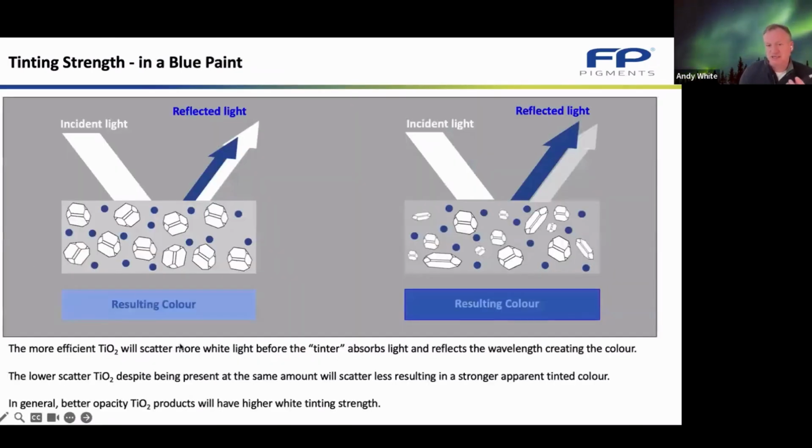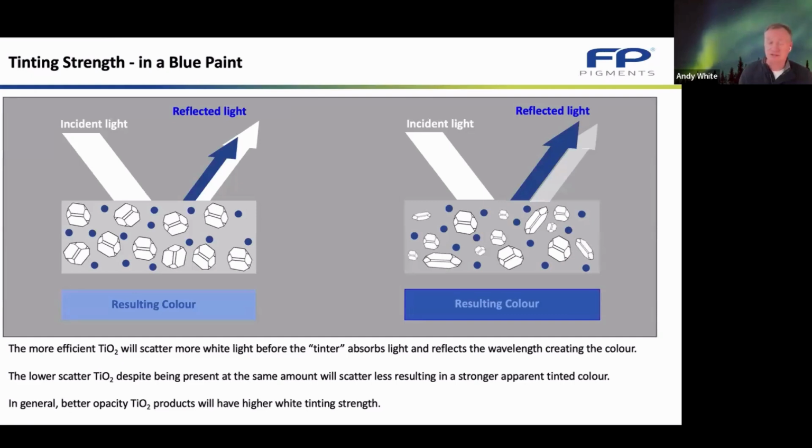So just to give you an idea here, if you have some TiO2 that's got a really nice particle size and they're all of the right particle size, you get a lot more white light scatter than you will when the TiO2 has a more variable particle size. This is a bit of an extreme, but it emphasizes the difference in tinting strength.